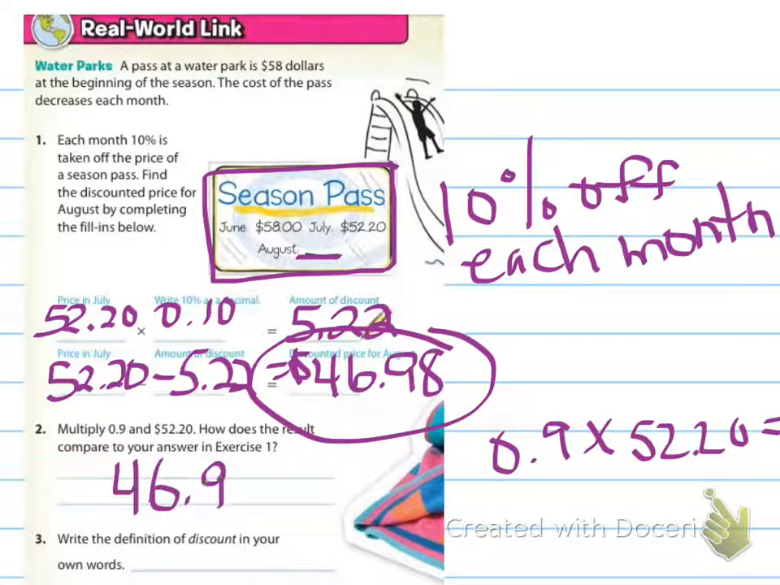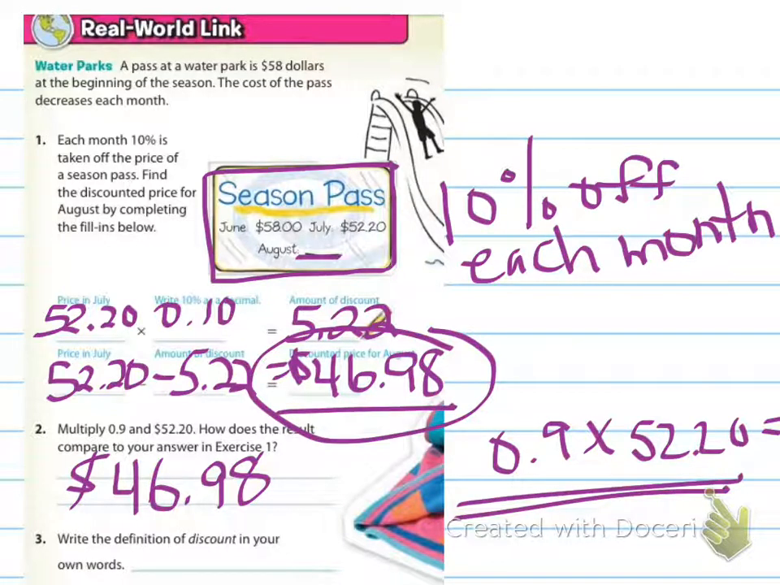And so look at that and think about why it is that you took the 10%, found out 10%, and subtracted it back out of the original amount, and you got the $46.98, and you did the same thing, you got the same answer when you did 0.9 times $52.20. What's happening there? Notice this 10%, right? All right, so write in your words the definition of discount. Discount is getting a deal or a bargain, a deduction from the original price. Deduction from the original price sounds good.